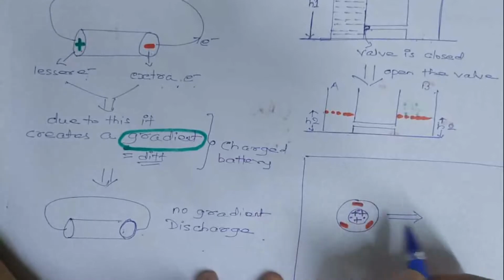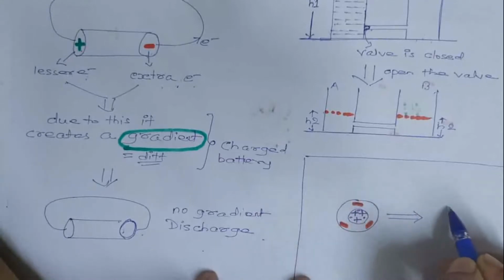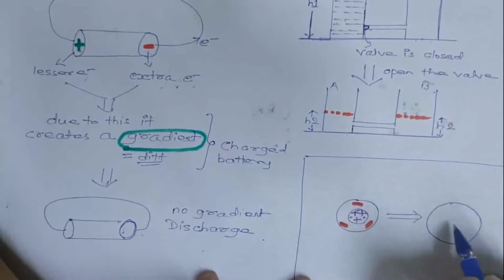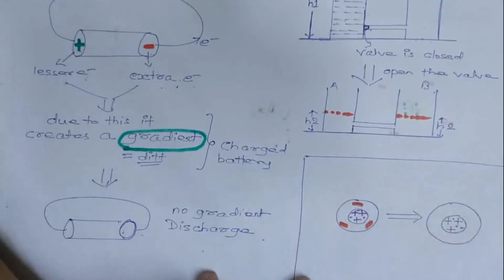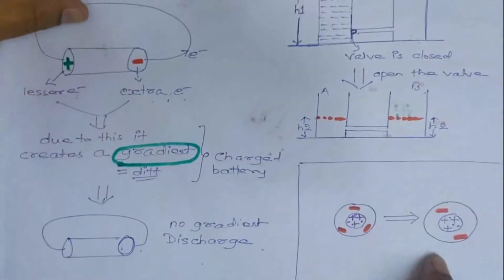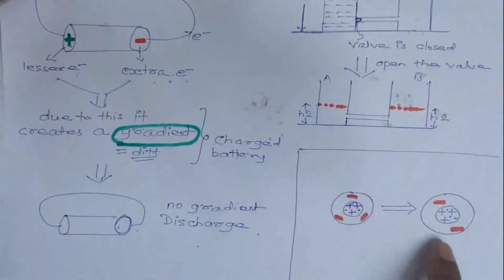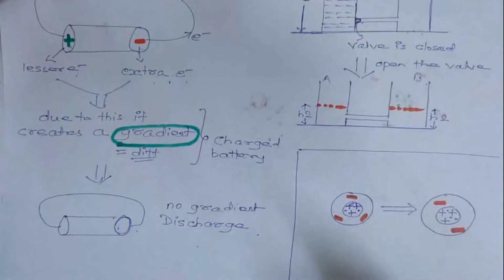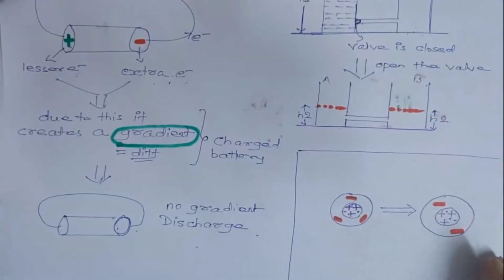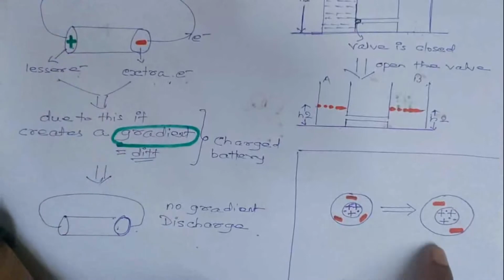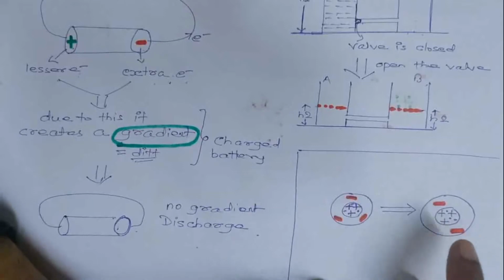Okay, so now the structure will look like this. The nucleus will remain intact. It will have 3 plus, but now it will have only 2 electrons. So that means it is in a state wherein it is lacking electrons. It is in an unbalanced state, because it is short of electrons. So if I ask you, is it charged? The answer is of course yes.